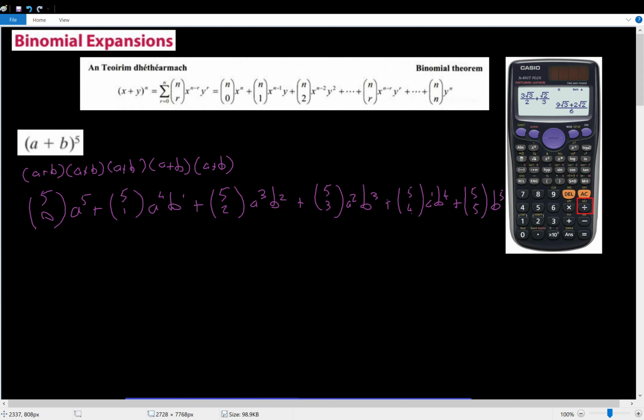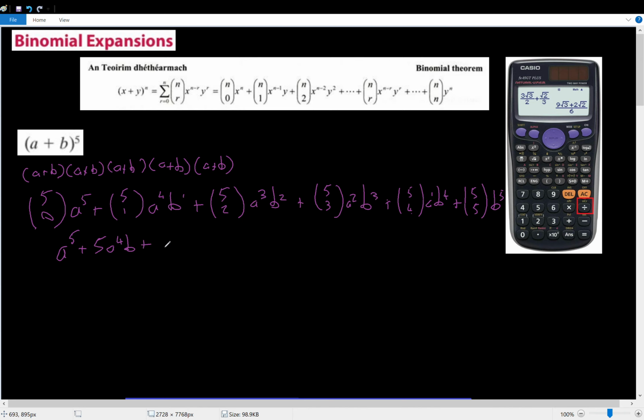So if we actually write this out, 5 choose 0 is just 1, so it's 1 times a to the 5, so we just get a to the 5. 5 choose 1 is 5, so it's going to be plus 5 a to the 4 b.